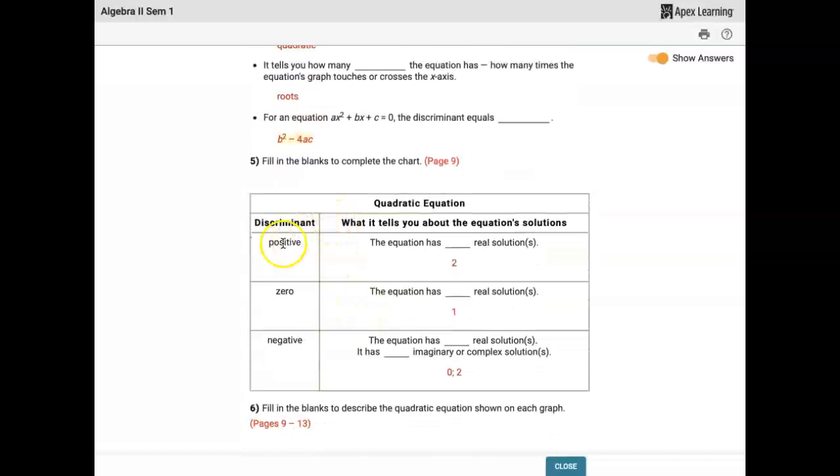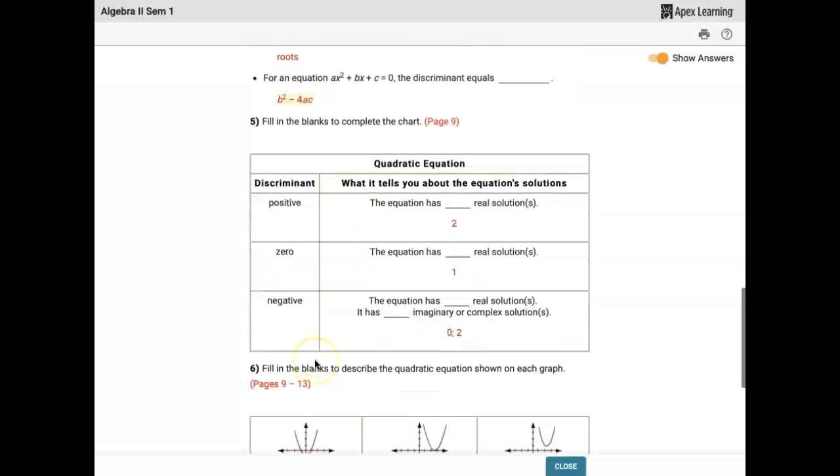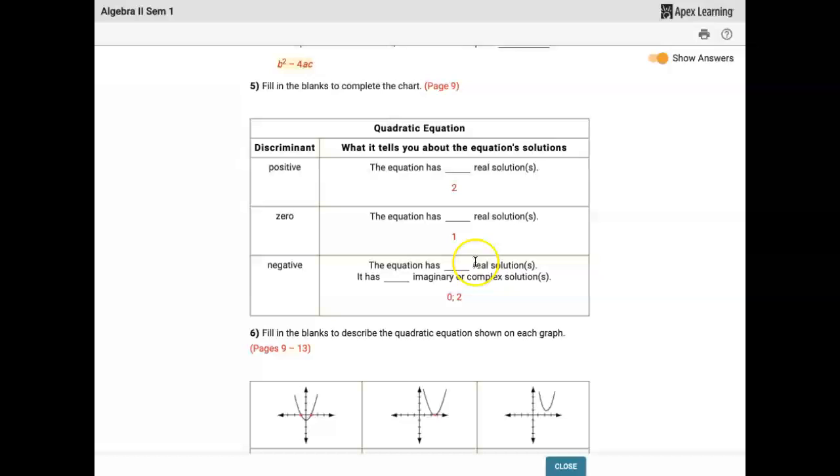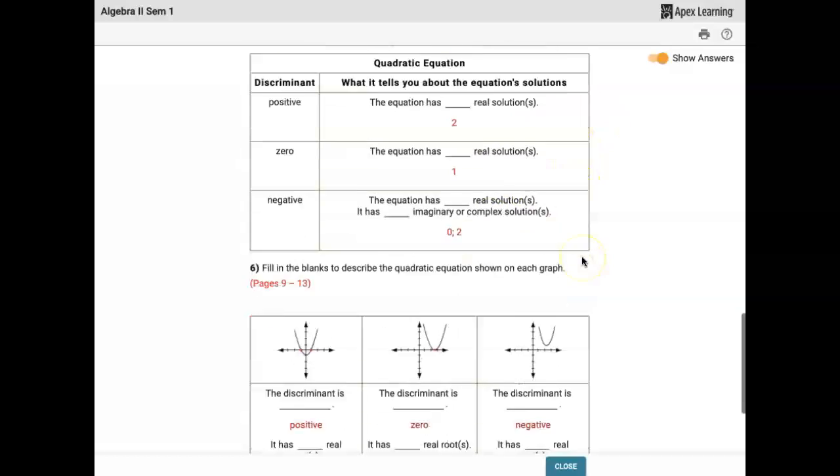All right, and there were three cases here. Positive would have two real solutions. Zero is going to have one real solution. Negative is going to have zero real solutions because it has those two imaginary or complex solutions, right? Involving that letter i, okay, i standing for imaginary, right? And that comes into play when we have the square root of a negative value.